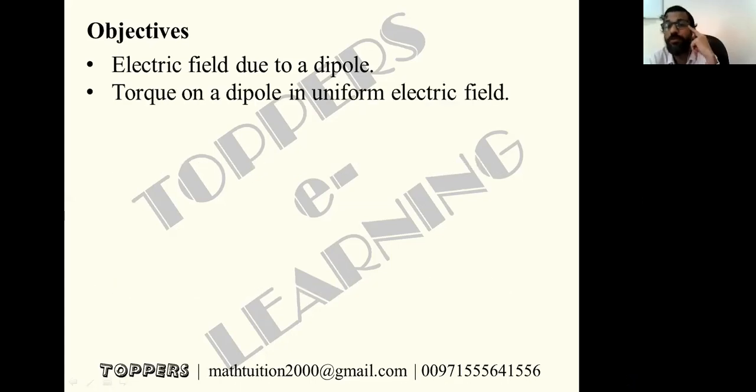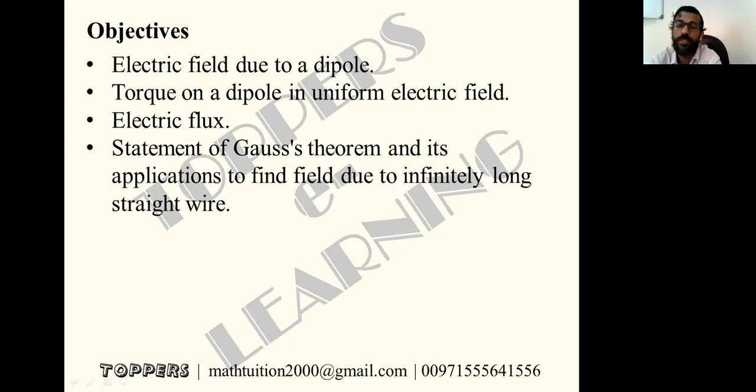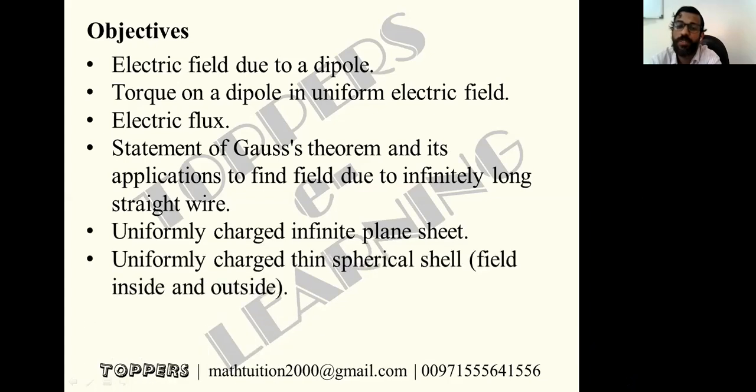Torque on a dipole in a uniform electric field. We are keeping the dipole in a uniform electric field, and how the torque, the turning effect, takes place. Then electric flux. Then Gauss's theorem and its application to find the field due to an infinitely long straight wire, a uniformly charged infinite plane sheet, and a uniformly charged thin spherical shell, inside and outside. These are the main topics we have to discuss in this chapter.